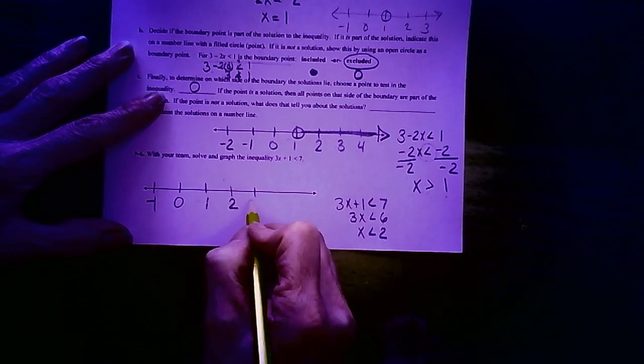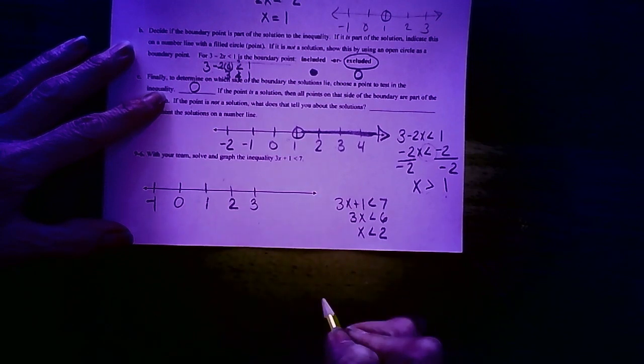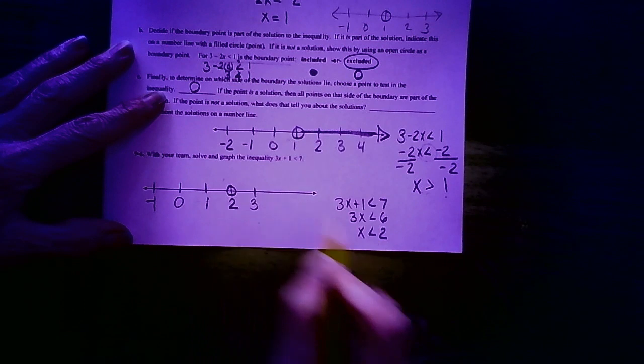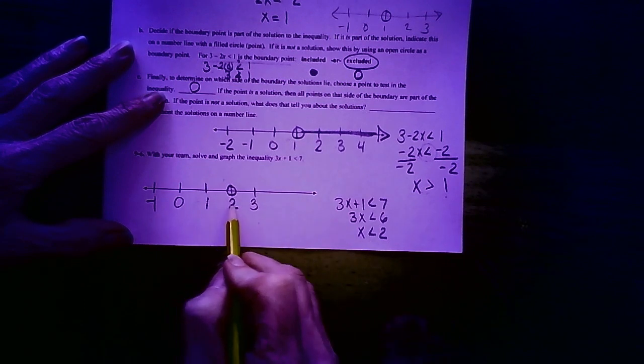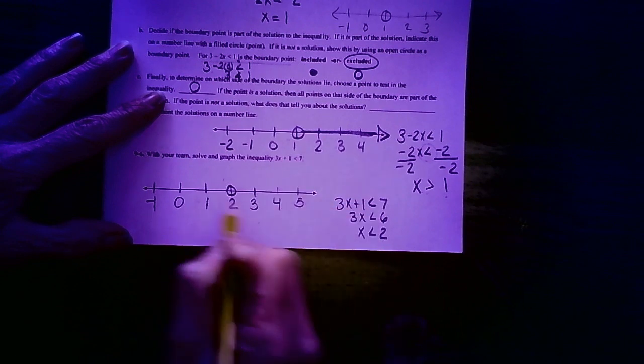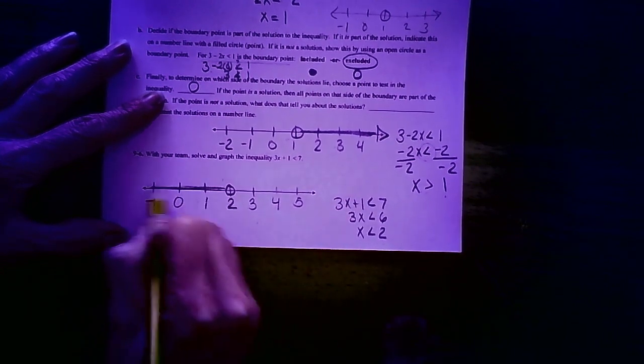What kind of dot should you put on your 2? That's your boundary point. It's going to be open because it's excluded. And I'm going to shade to the left.